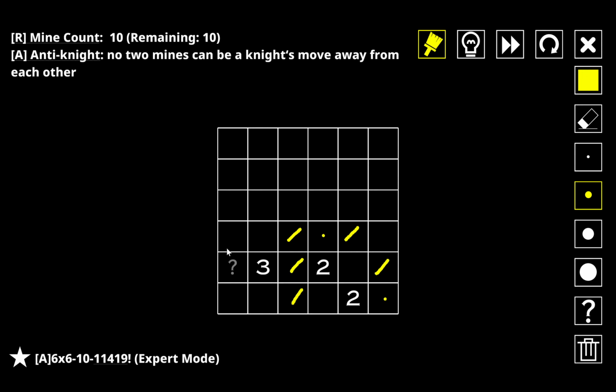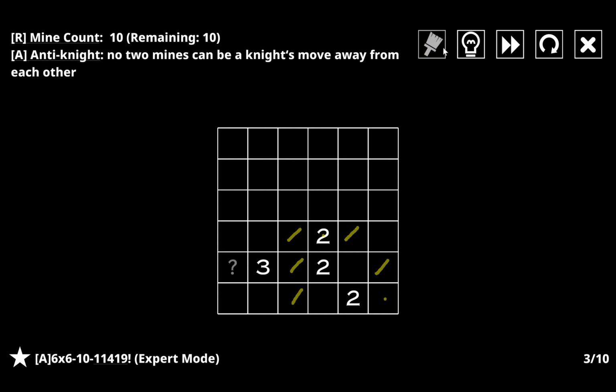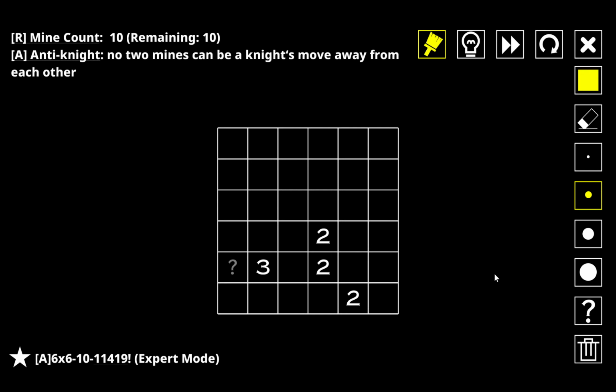But this actually breaks this 3, because we can see we have 2 pairs of cells that are a mine, or a Knight's move away. So that tells us this one up here cannot be a mine. There we are. Okay.